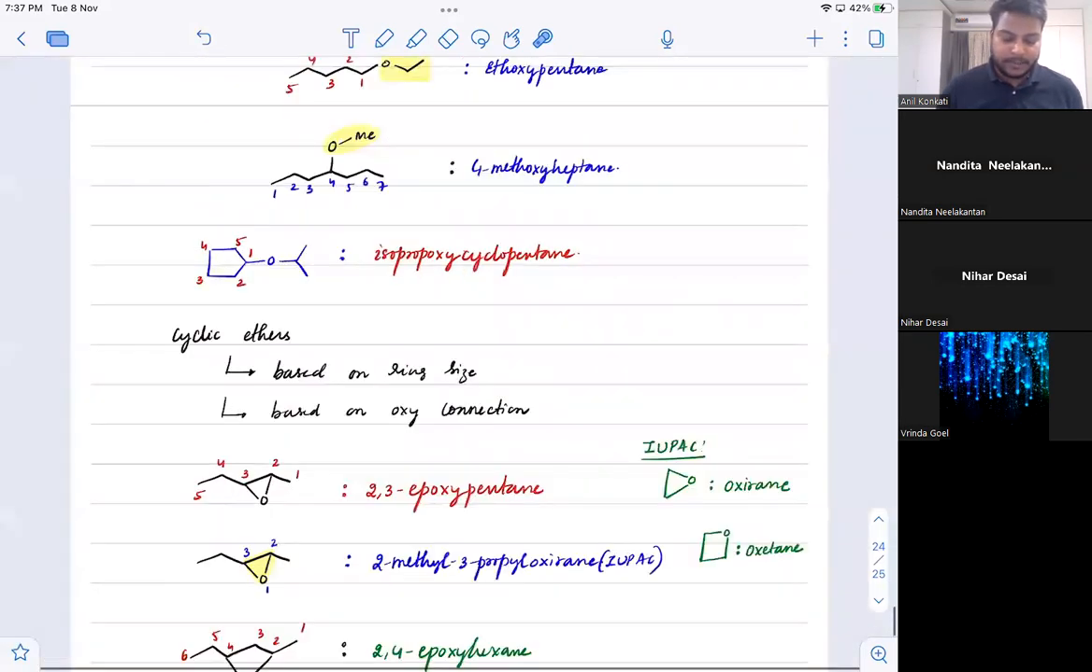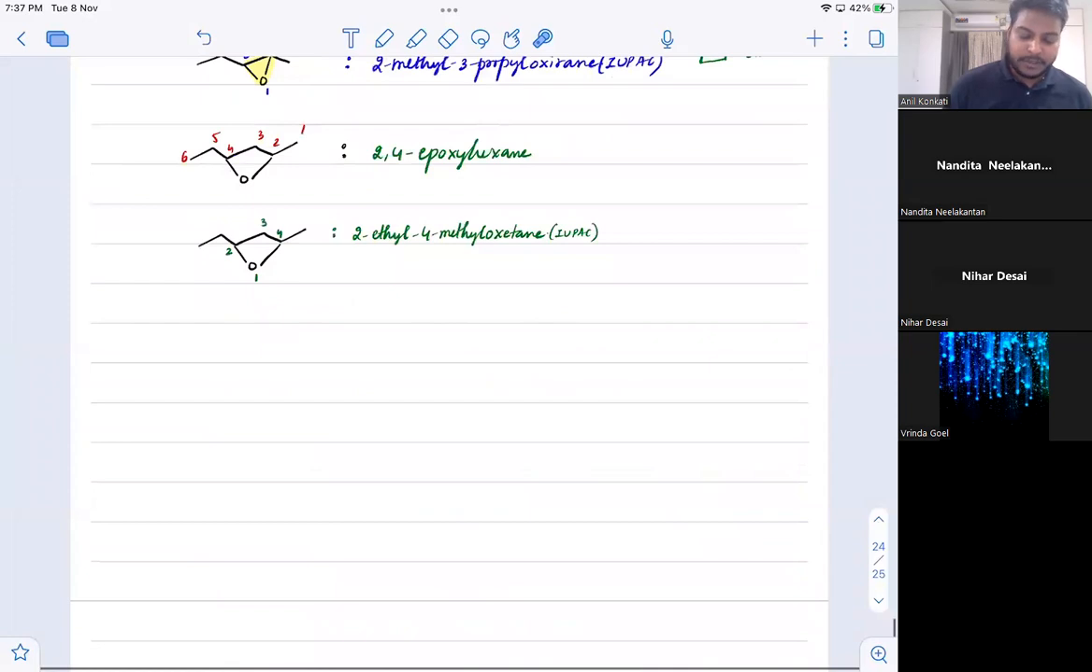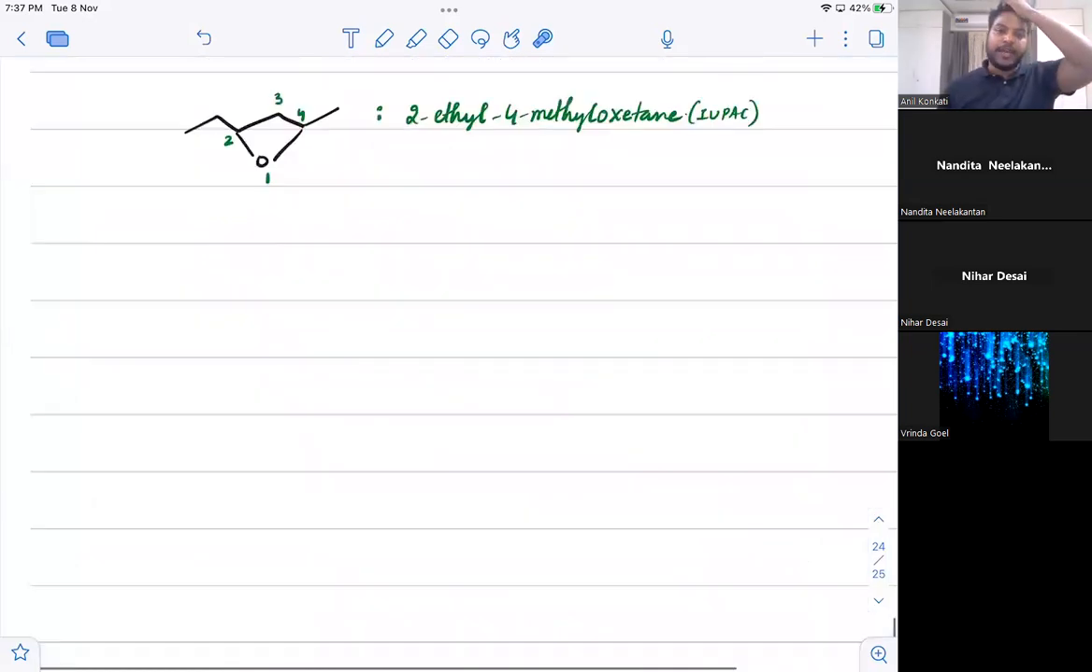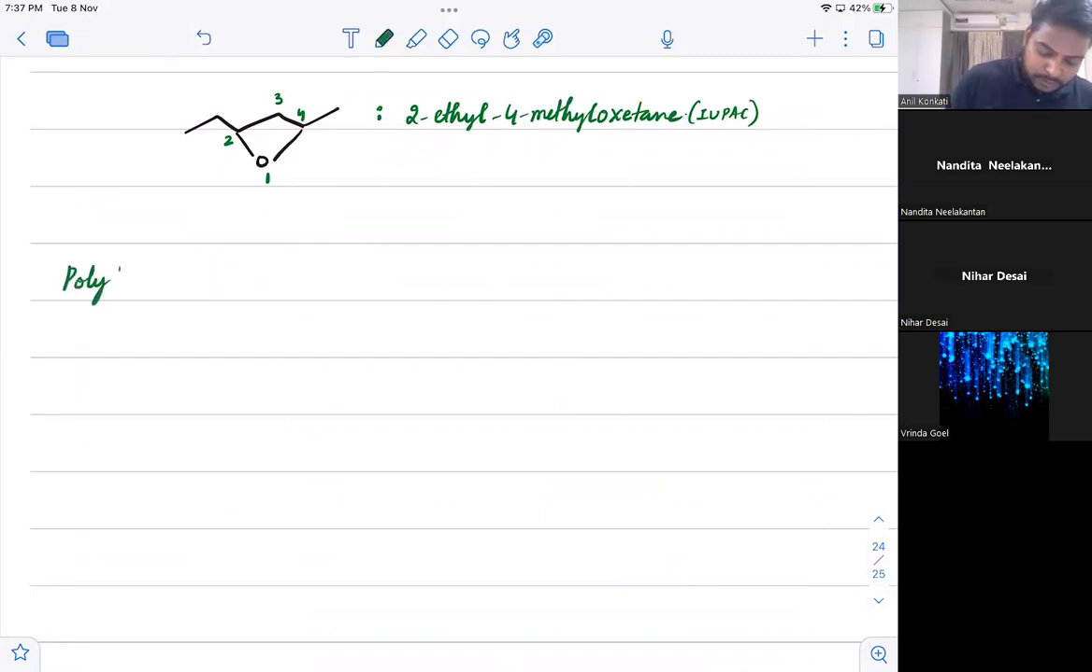Right. So these are about the ether forms. More or less, we have done all the functional groups. Now we will have to enter into polyfunctional groups.